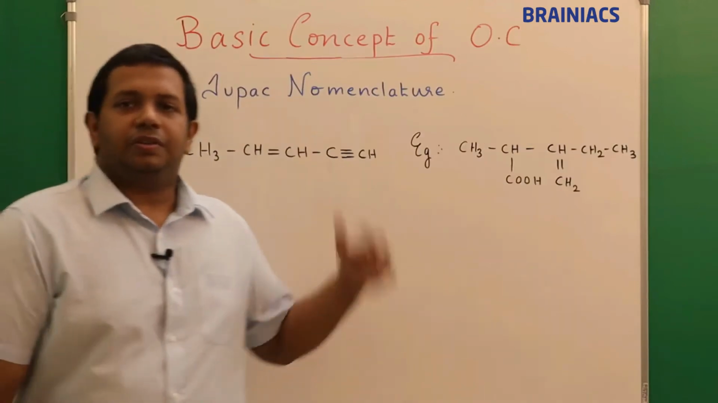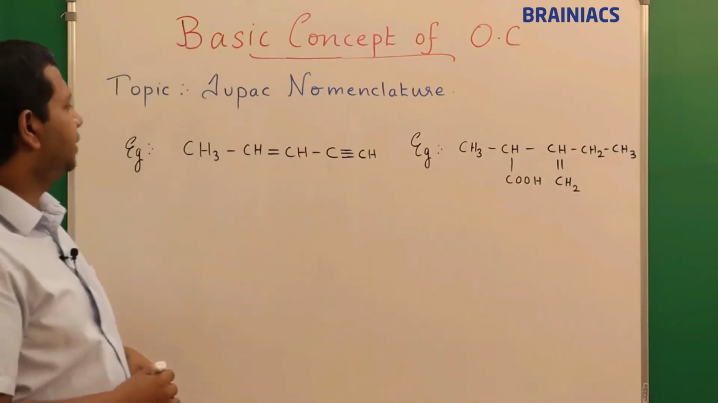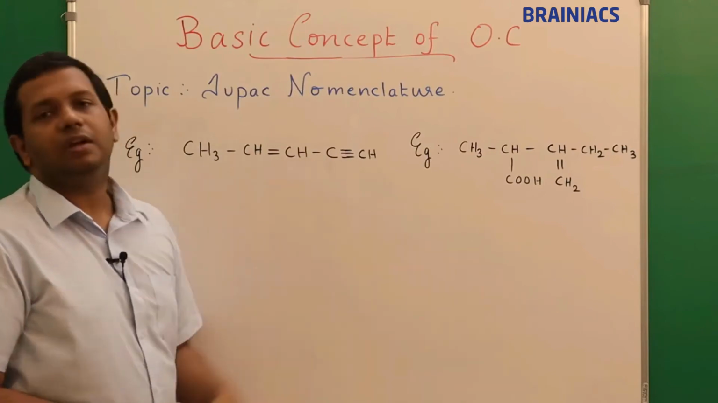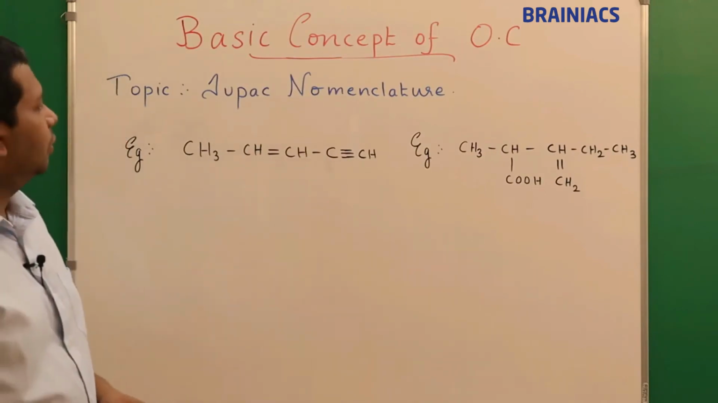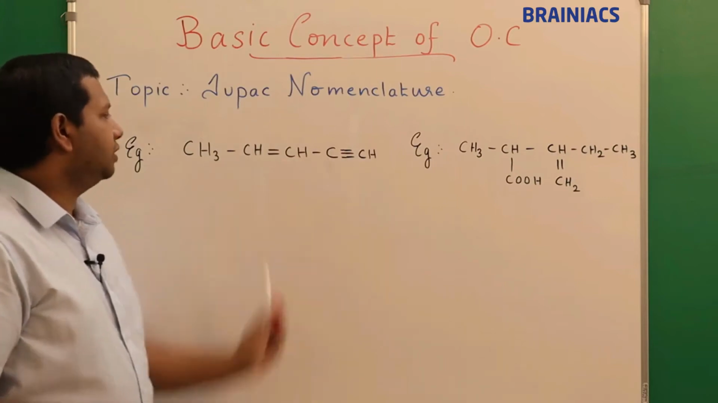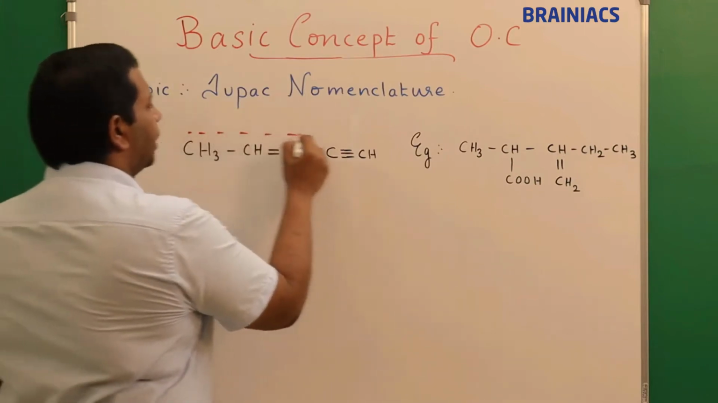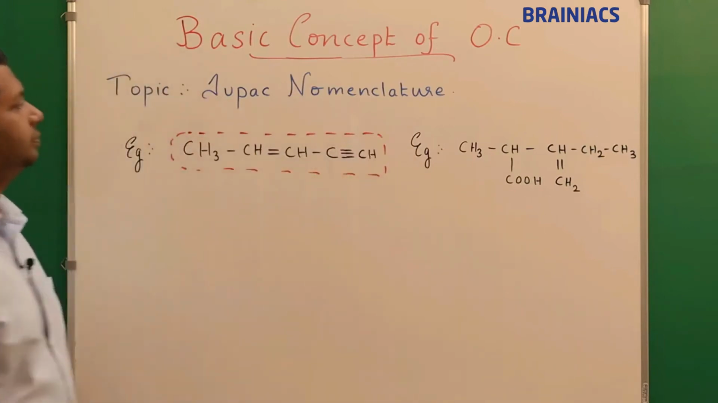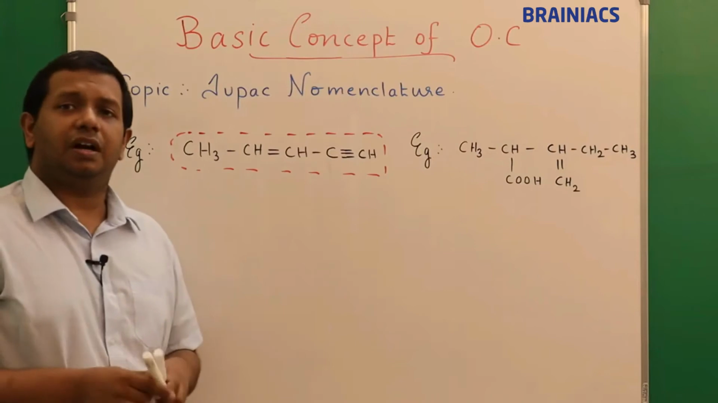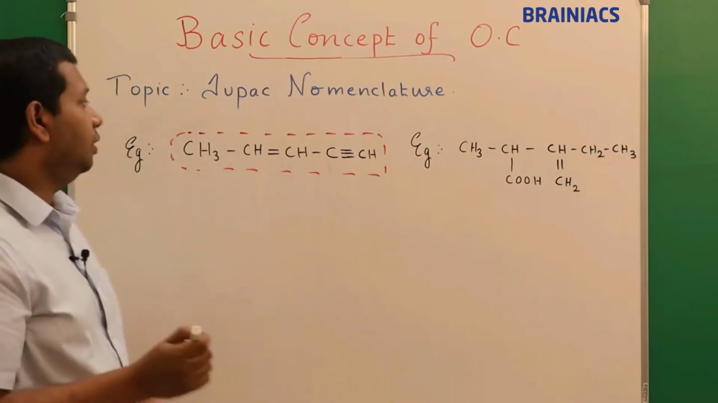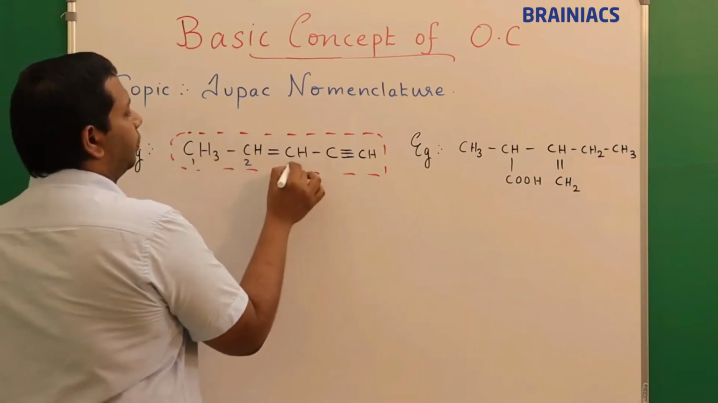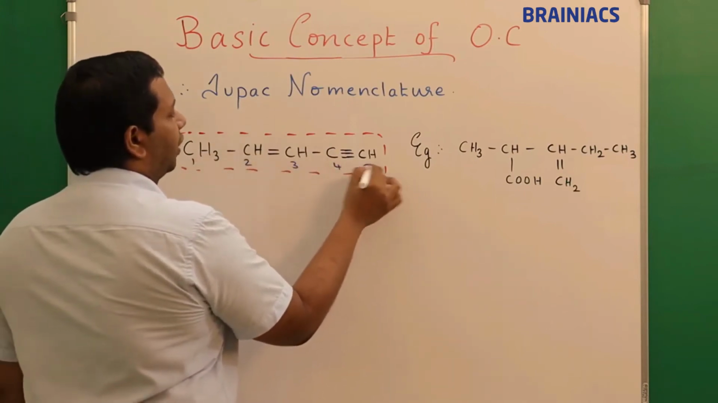So here we will try to see the next example. In the next example, you can see CH3, CH double bond, CH single bond, C triple bond, CH. Here again there is no branching, so it is very easy for me to choose the parent carbon chain. So this is my parent carbon chain, correct? Now the next step here is doing the numbering, very important. So suppose I am doing the numbering like this: 1 2 3 4 5.